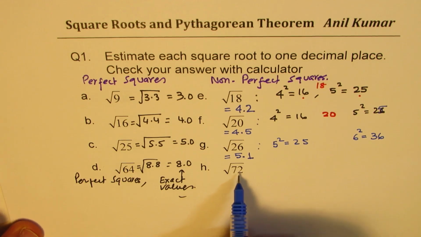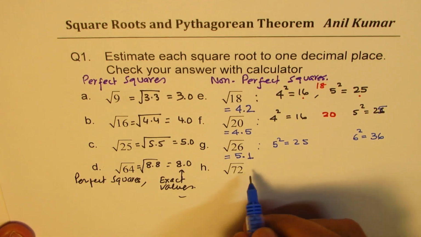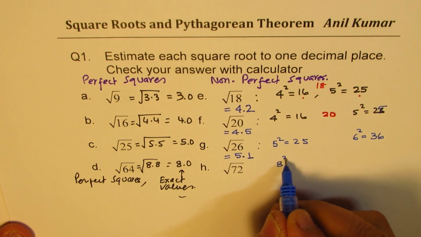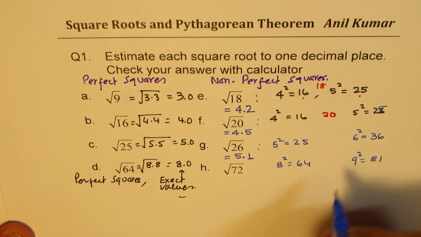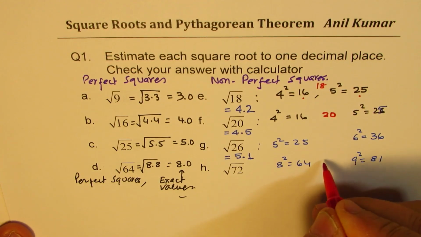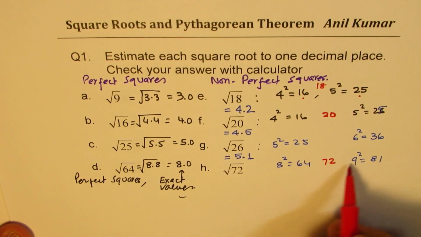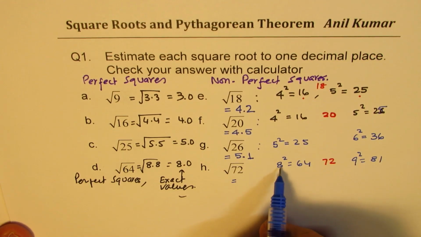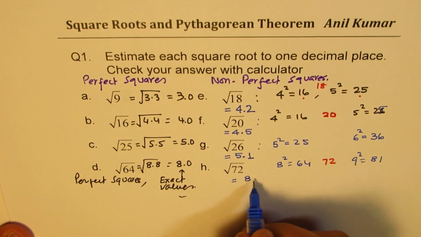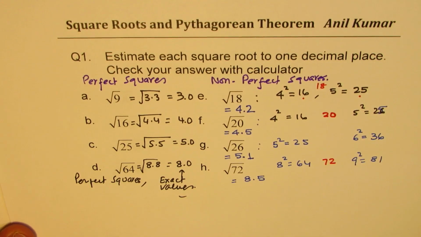Now we have 72. 72 is more than 8 square. 8 square is 64. 9 square is 81. In between, we have 72. Since it is almost in between, I could estimate this, more than 8 and less than 9, as 8.5. Correct? Then you can check your estimates.